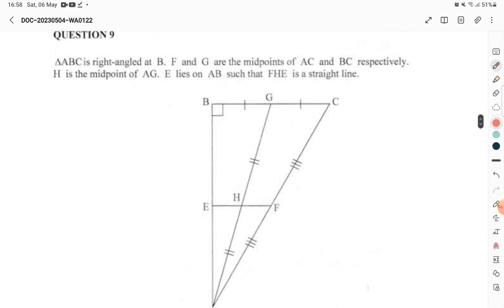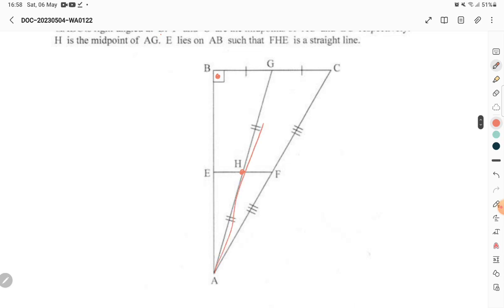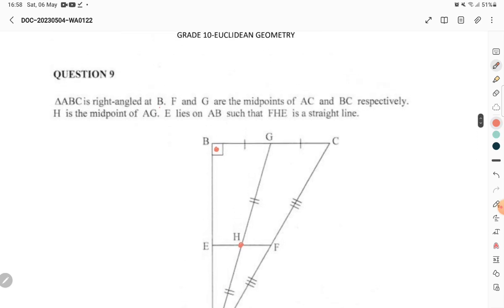We have triangle ABC, which is right angled at B. F and G are the points on AC and BC respectively. H is actually the midpoint of AG, which is this AG that we have over there. So H is the midpoint of that, and you can see the lines being shown here, that there are things that are equal to each other.